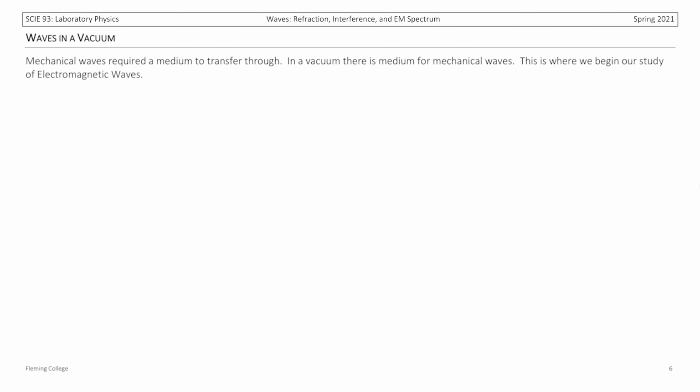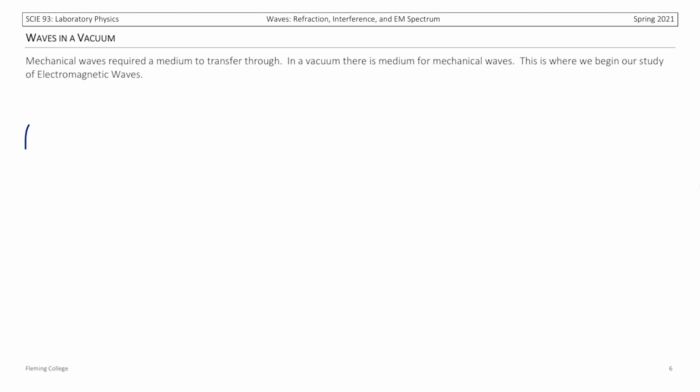Earlier we mentioned that mechanical waves require a medium to transfer through, but that electromagnetic waves can transfer through the vacuum of space. The vacuum of space means there is no medium for those mechanical waves to transfer through. This is why in space nobody can hear you scream. We're going to focus now on electromagnetic waves.